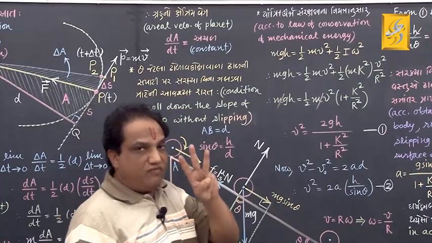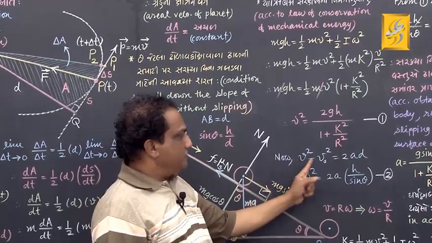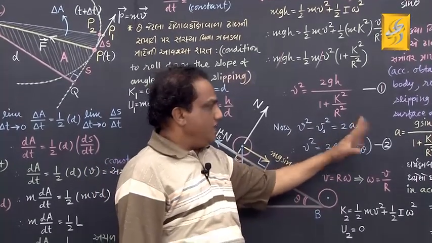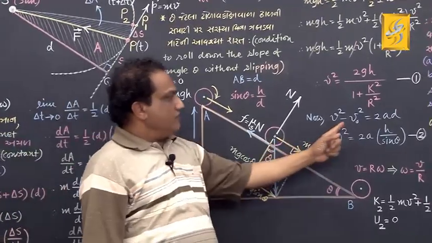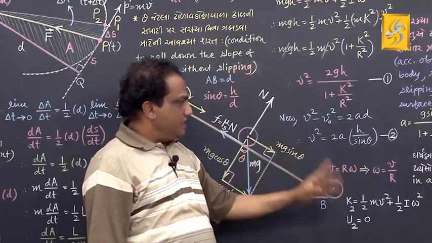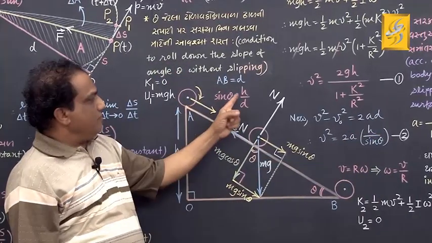Recall the third equation of linear motion with constant linear acceleration: v square minus v0 square equals 2ad. Because this body started from rest, initial velocity is 0, v square as it is, 2a as it is. What about d? Find out d from here.